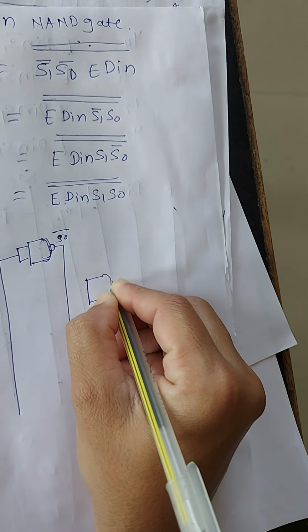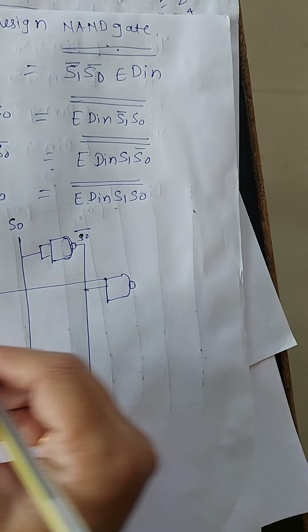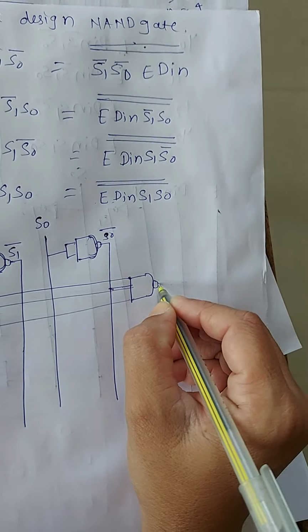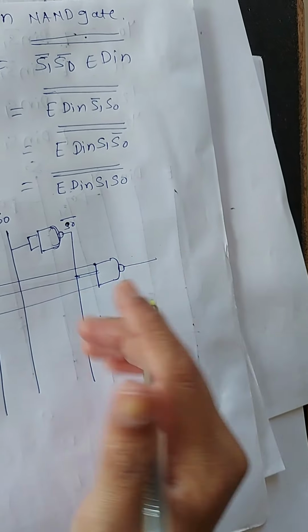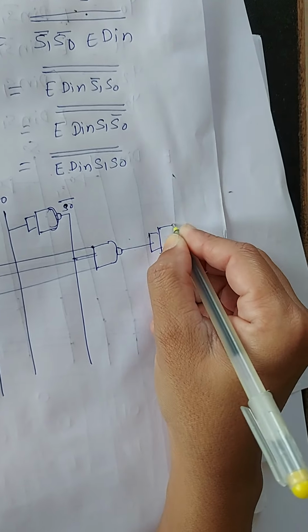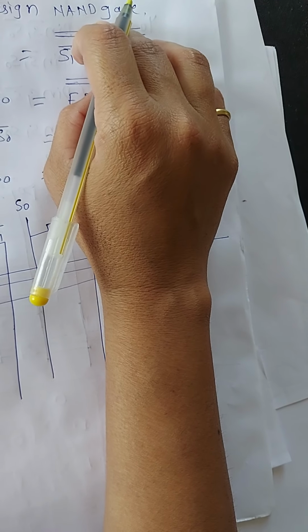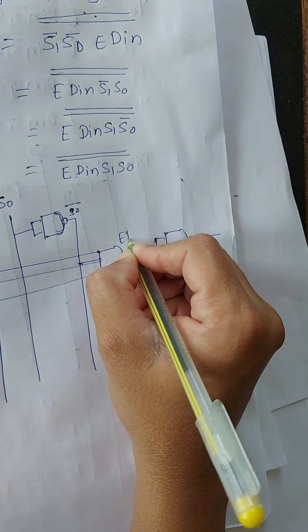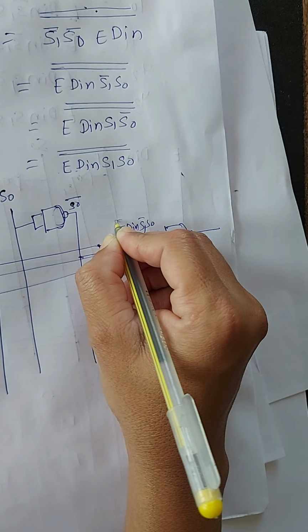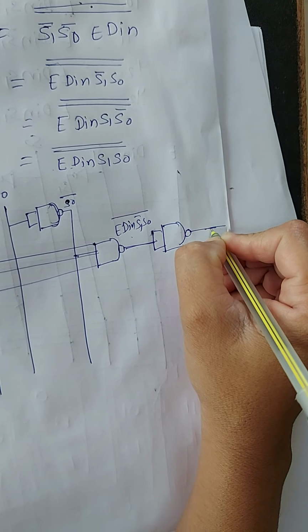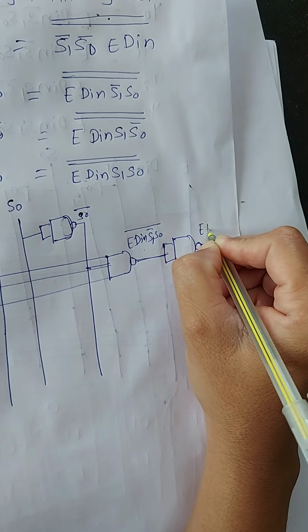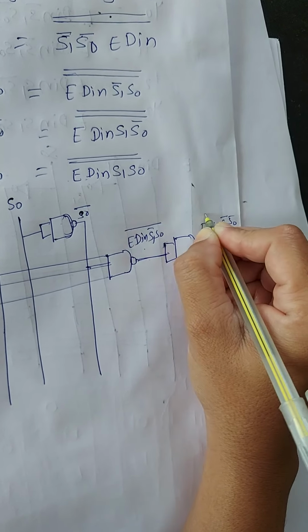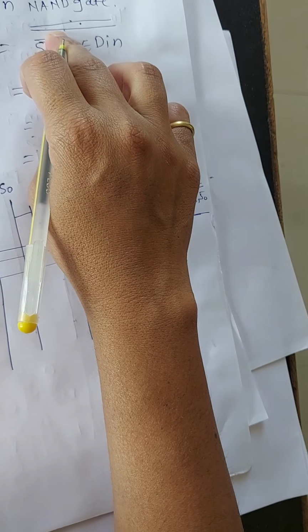So a NAND gate takes S1, next S0 bar, D in, E. This is the first bar, and we connect another NAND gate for the upper inversion. For this NAND gate, the equation is E, D in, S1 bar, S0 bar with a single bar, but the output of that NAND gate is the final E, D in, S1 bar, S0 bar, complete double bar, for this Y0.